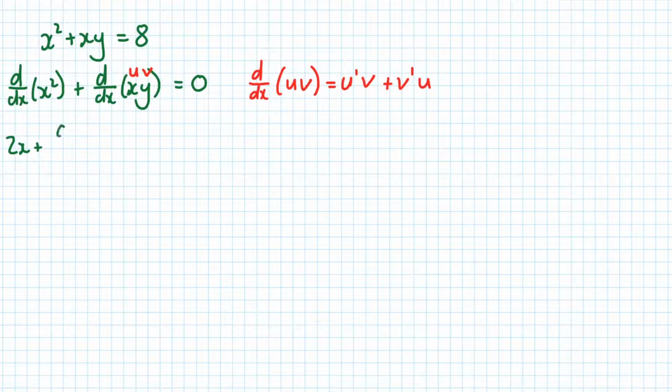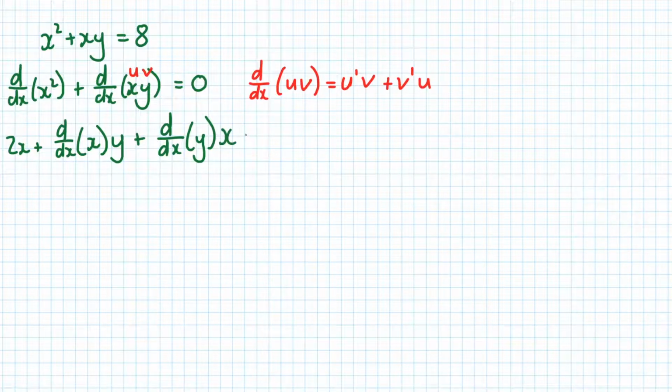So we're going to find the derivative of x, so that's the derivative of my u function times my v function, plus the derivative of my v function times my u function. And that's all going to equal 0. So that's u prime v plus v prime u.